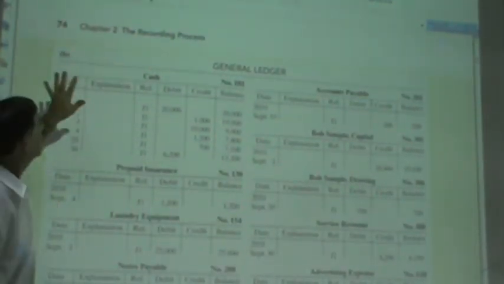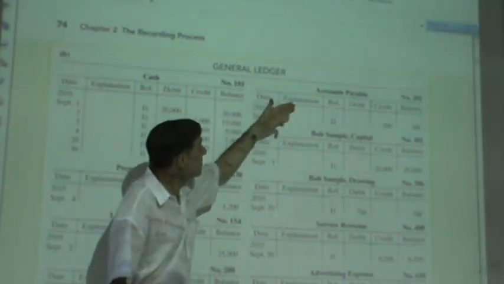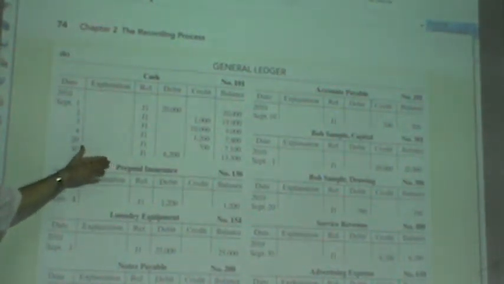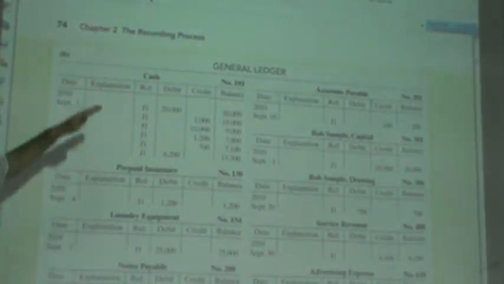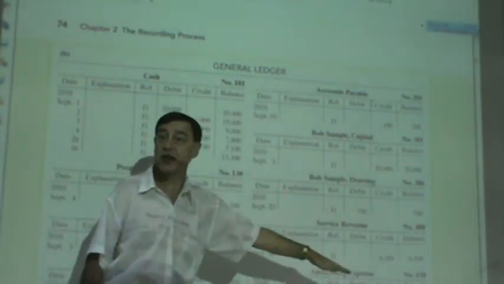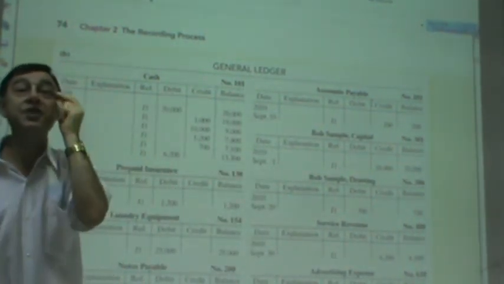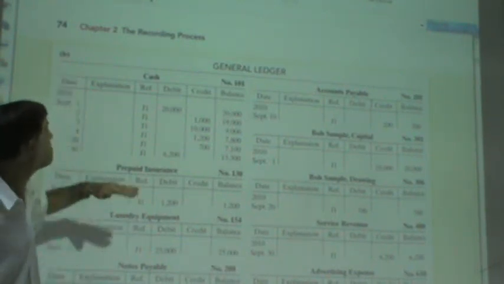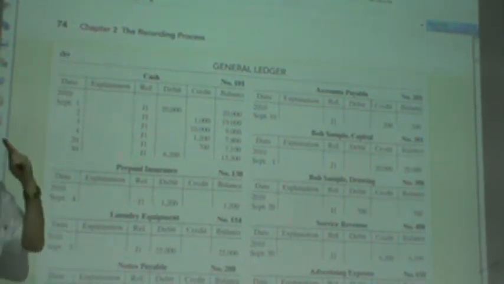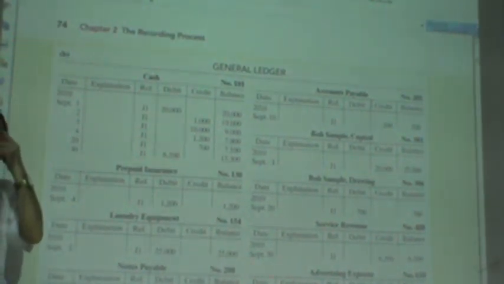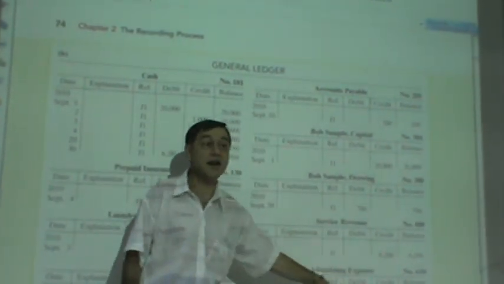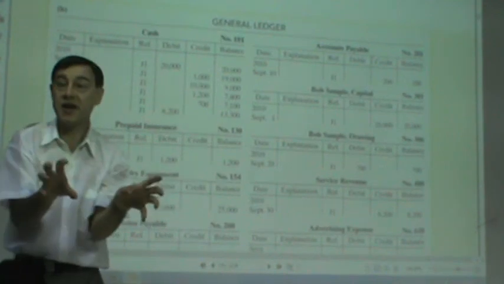Then you have the ledger. You do the cash, account payable, capital, drawing, revenue, expense. Here you got the prepaid insurance and so on. So you got the usually debit accounts here. You got on this side the credit accounts, okay? When you do this, it helps to pick the debit accounts and put them on the left. It's just easy for you to think, okay? You don't have to, but it's easy. And you put the credit accounts on the right side. It's just to make things more organized.